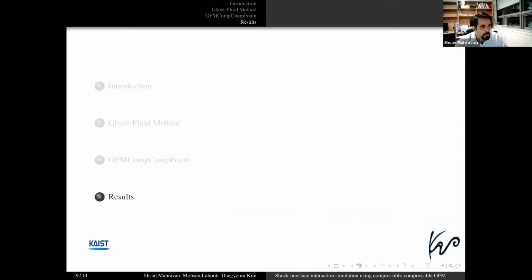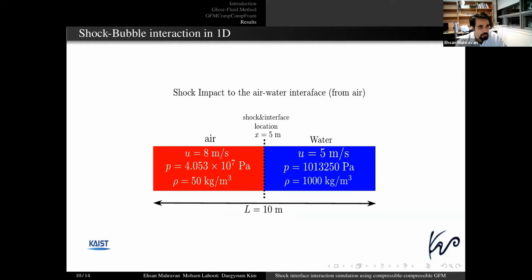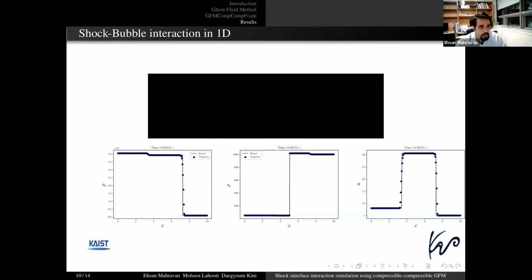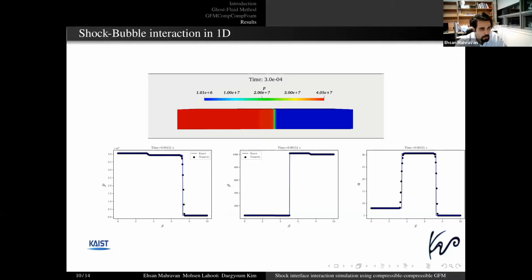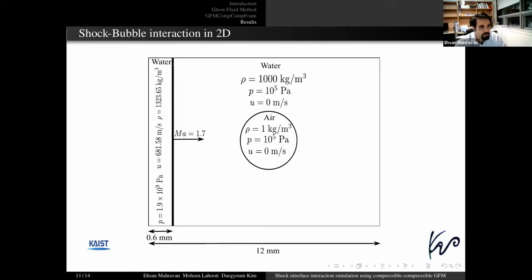And here are some results of the simulation. I validated the solver with multiple shock tube problems. This is an example of shock impact to the water-air interface from air. The shock and the interface are located in the middle of the domain initially. For all of the one-dimensional shock tube problems that I simulated, the method resolves all of the waves and captures the shock wave quite sharply.